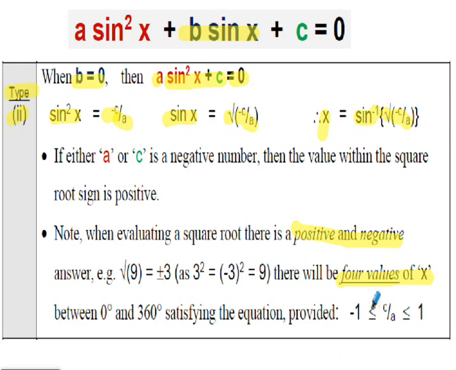Again, our ratios must be between minus 1 and plus 1 to have any real meaning to the problem. So any values of ratios greater than the plus 1 or the minus 1 cannot be solved.